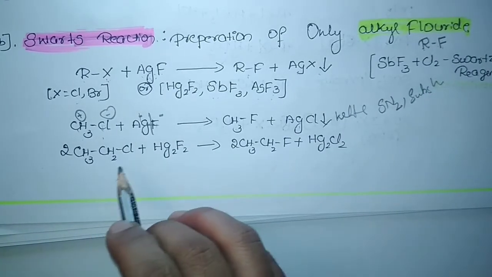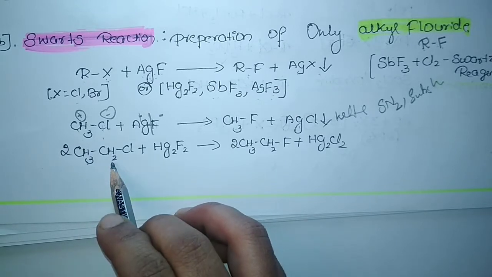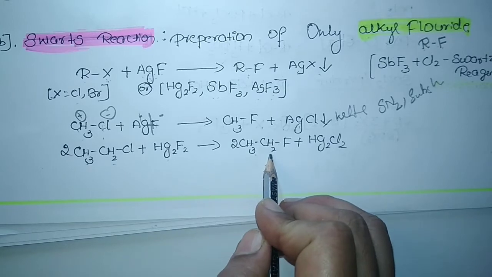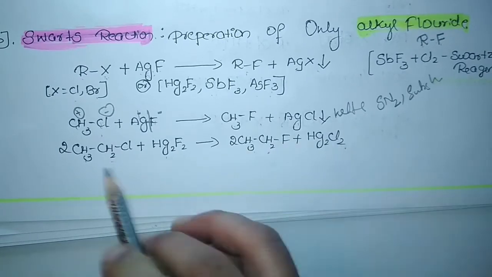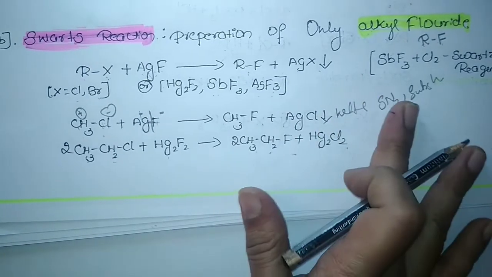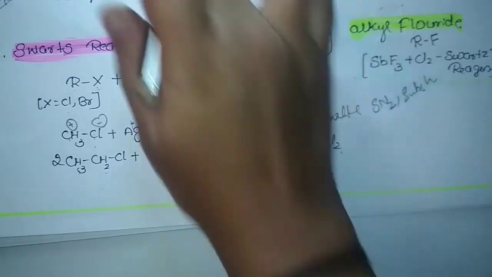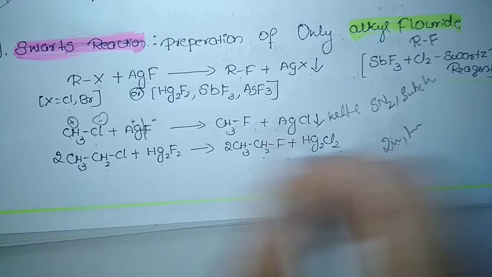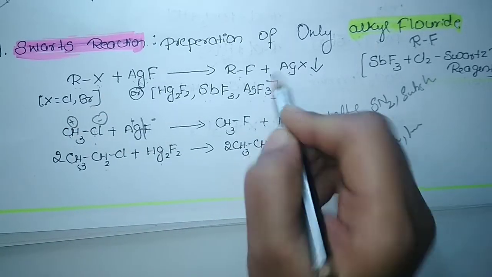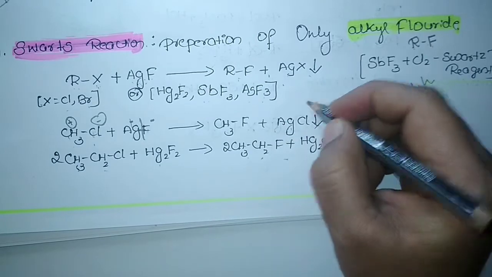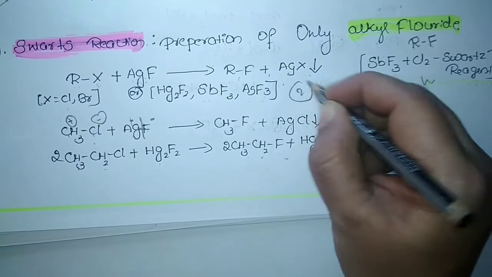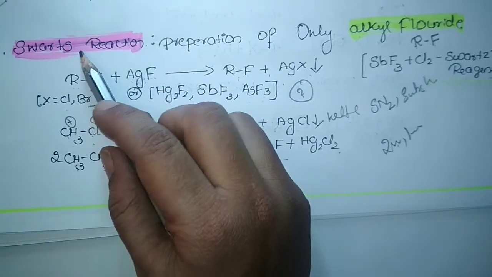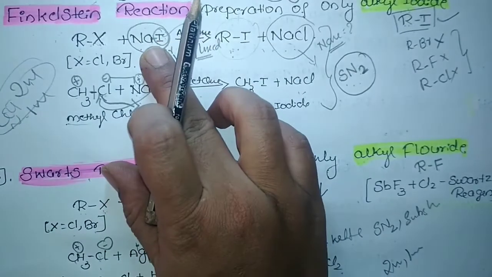Another example I have taken is where methyl chloride is treated with mercuric fluoride, and we get the respective methyl fluoride and mercuric chloride. You have to balance the reaction here. So this is about the Schwarz reaction, and both reactions are very important for 2 mark and 1 mark questions. Again, the reaction will be given for 1 mark, and you have to name which type of reaction it is, or name the reaction. So if fluoride is there, it is Schwarz. If iodide is there, it is Finkelstein.